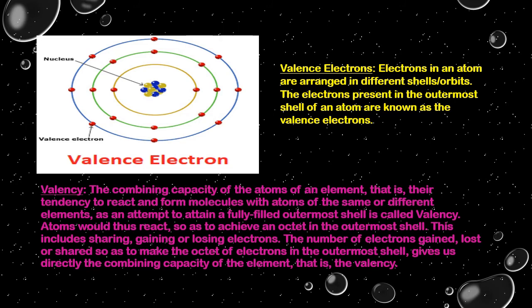Atoms would thus react so as to achieve an octet in the outermost shell. This includes sharing, gaining, or losing electrons. The number of electrons gained, lost, or shared so as to make the octet of electrons in the outermost shell gives us directly the combining capacity of the element, that is, the valency.